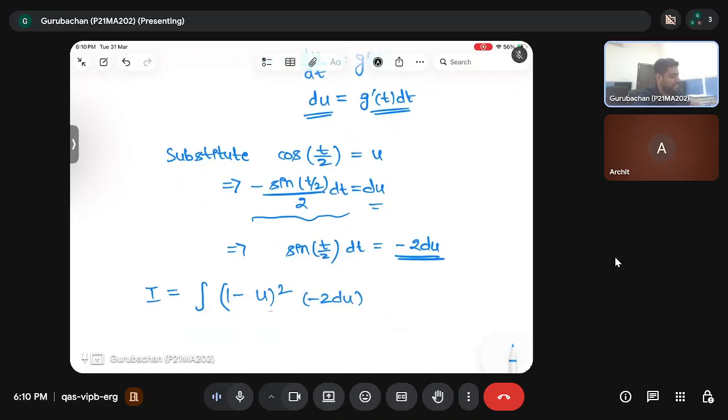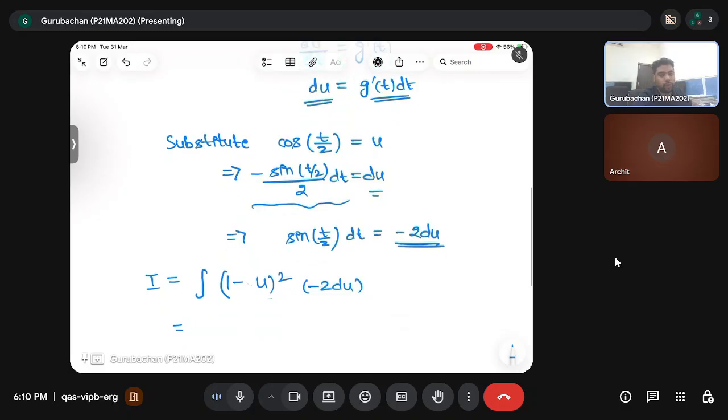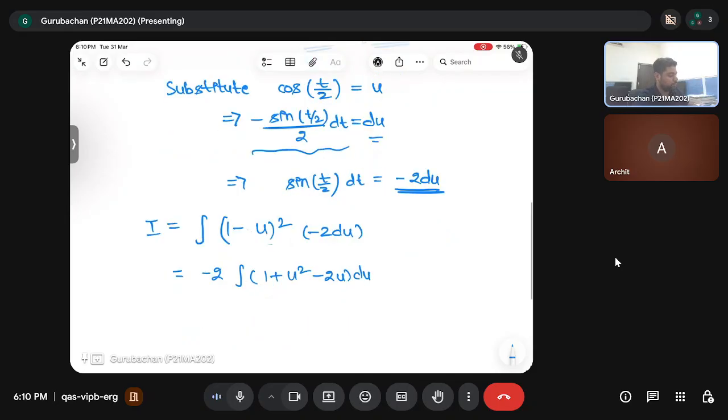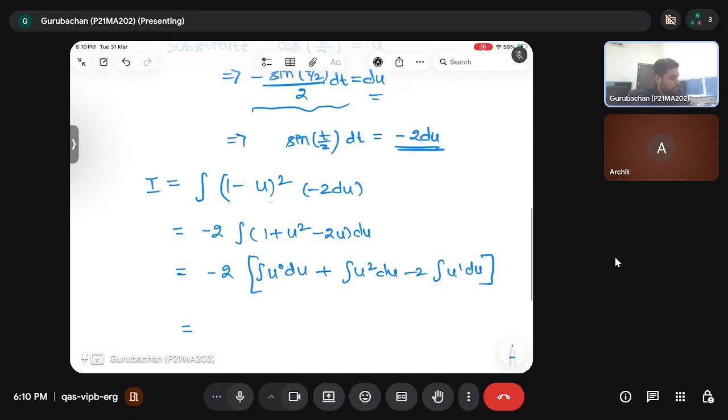I hope now this integral is easy to solve comparatively to the above one. If you open it, it will be 1 plus u square minus 2u du. So this will give you integration of du, or you can say integration of u to the power 0 du, plus integration of u to the power 2 du, minus 2 times integration of u to the power 1 du, and the whole is multiplied by minus 2. So this will give you minus 2.